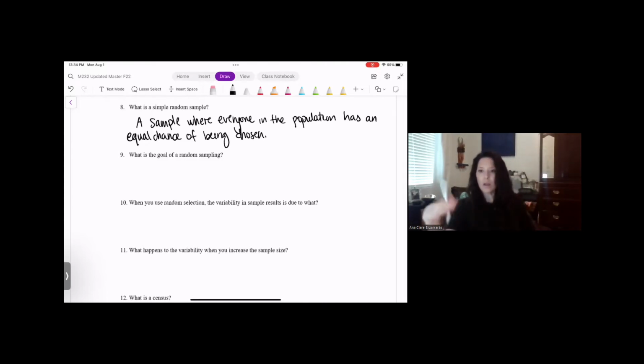The goal of random sampling is to eliminate bias. That way we don't have people who are volunteering, or we're not choosing people with our own biases. So we're trying to eliminate bias by using random chance to decide who's in the sample.